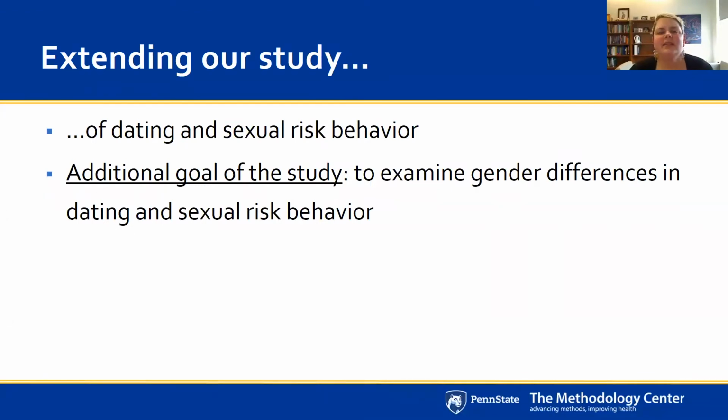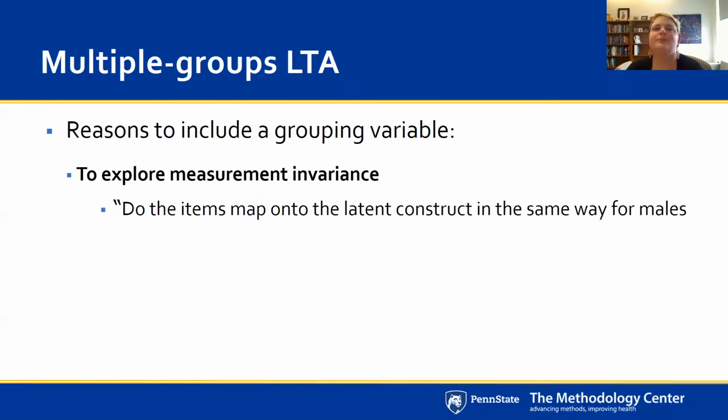So we're going to continue to delve into that dating and sexual risk behavior example. Once we identified the classes and interpreted them, and then looked at how people were changing across time, we had additional goals of that study. One additional goal was to examine gender differences in dating and sexual risk behavior. We might think that differences in dating and sexual risk behavior might stem from two primary sources. The first one is this idea of measurement invariance.